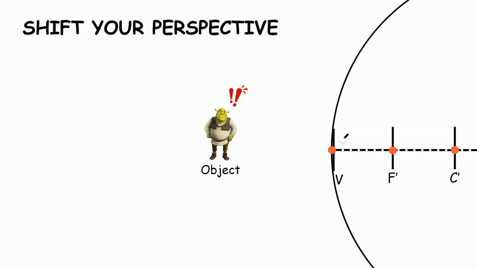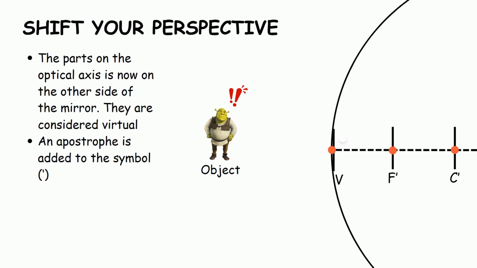So, now, you will have to shift your perspective. The parts on the optical axis is now on the other side of the mirror. They are considered to be virtual. An apostrophe is added to the symbol. So, as you can see, na apostrophe ang ato focal point, ang ato center of curvature here. So, that would be considered as the second.